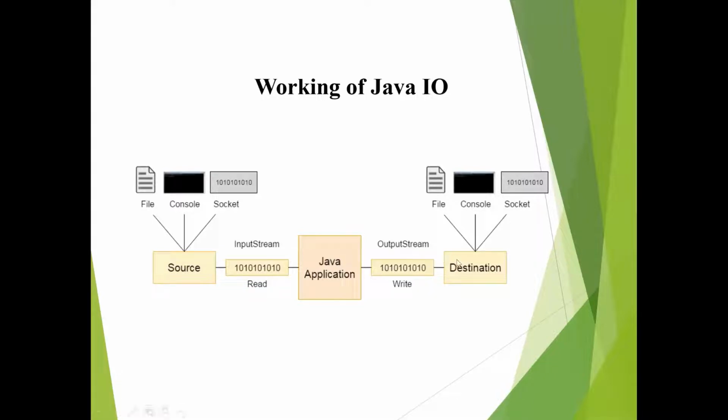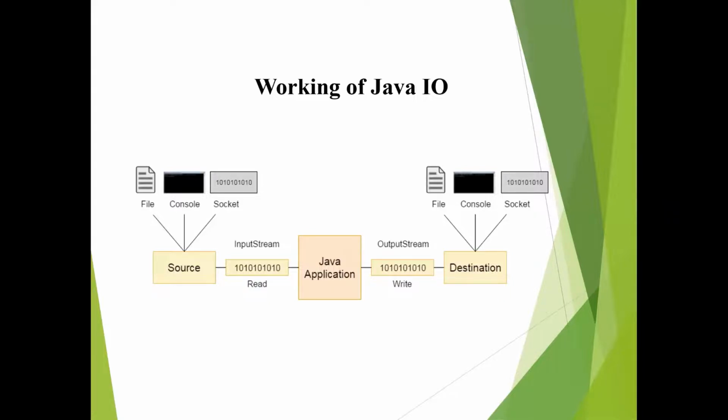The same holds for the output stream. The Java application is writing data to the destination by means of the output stream. What is the direction of the output stream or the input stream? A stream has a direction based on its use. Suppose I want to read data from the file, then my application is inputting that data. And suppose I want to write data, then I am sending this data outside to the file.